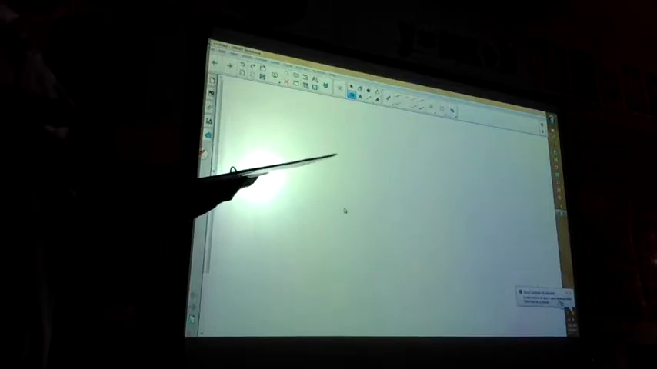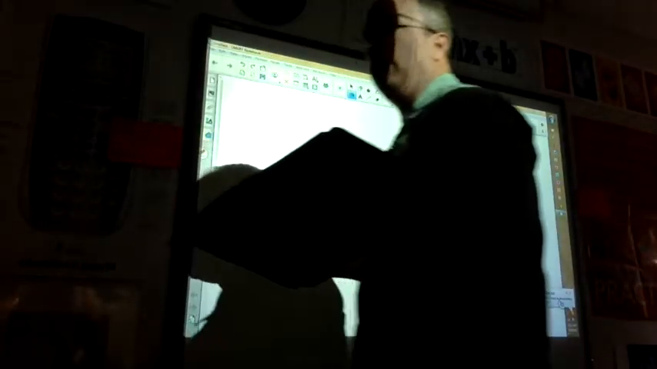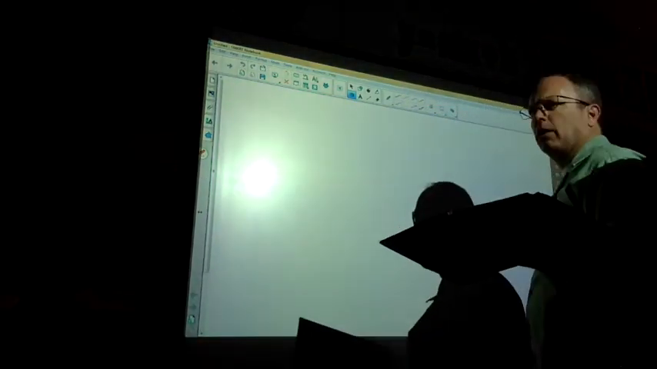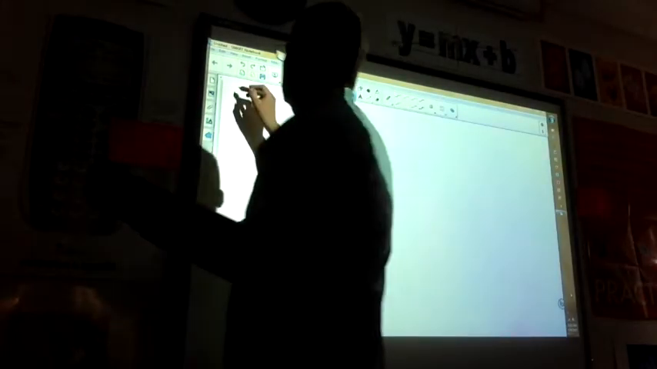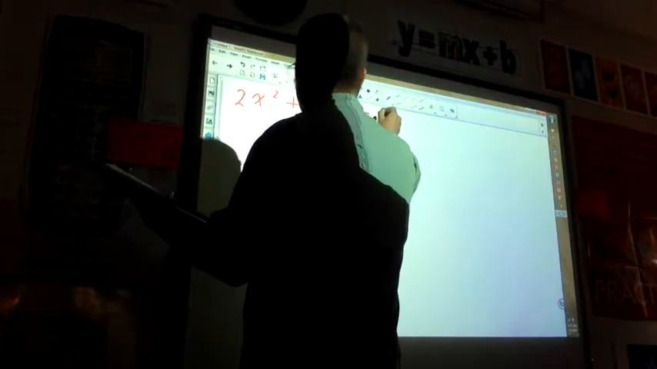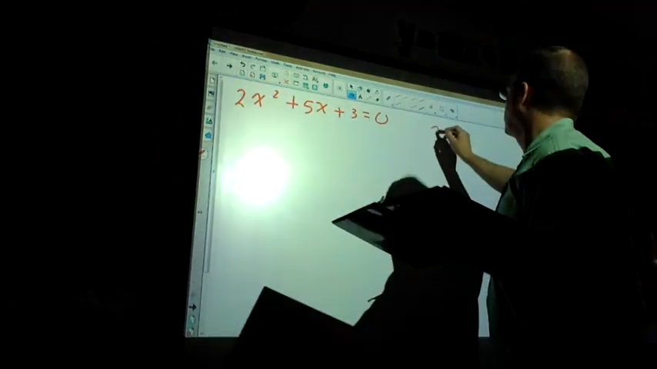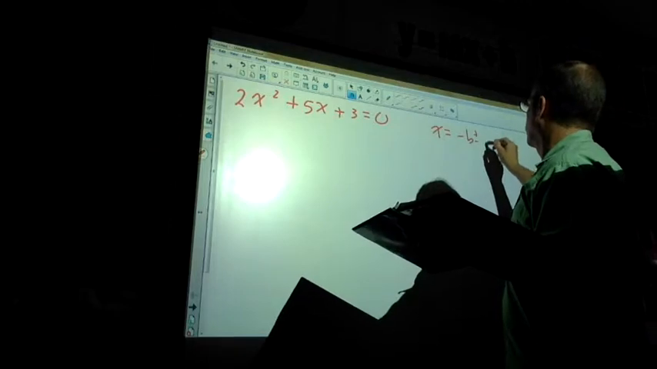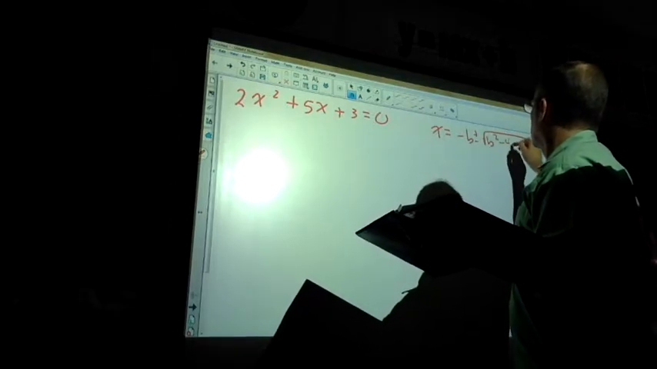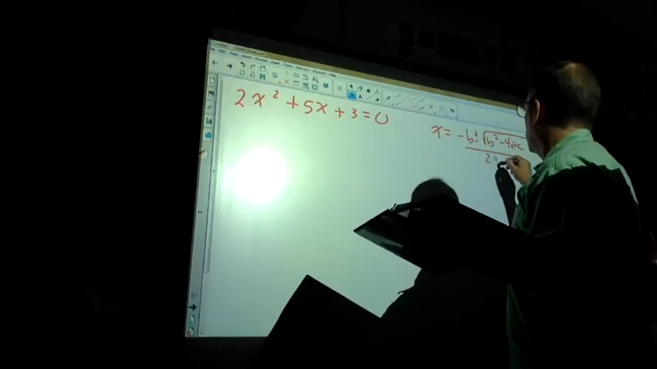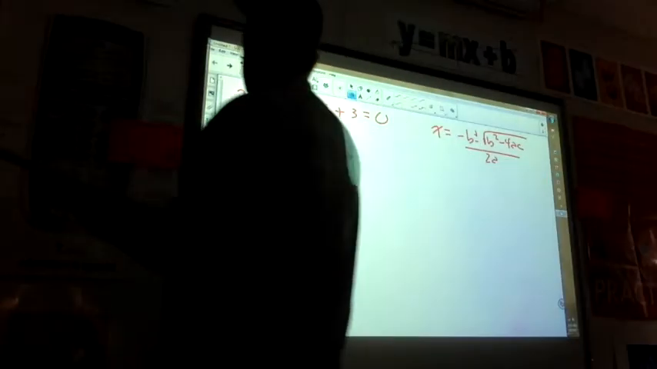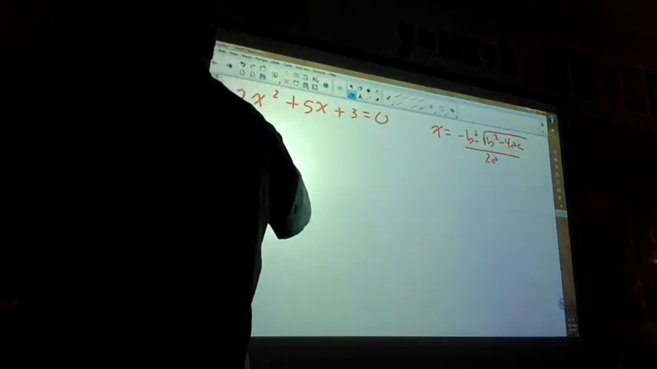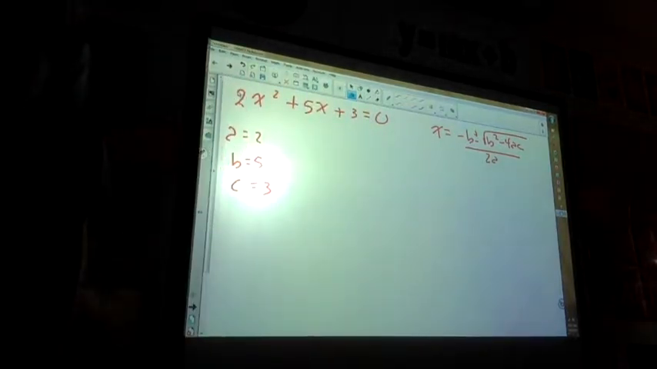All right, so taking a look. Every math class you will take from here on out will have this. So problem number 4. I'm just going to write this up here. So, quadratic formula. My A value is 2. My B value is 5. My C value is 3. Everyone's okay with that so far?